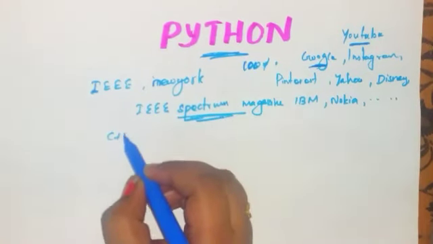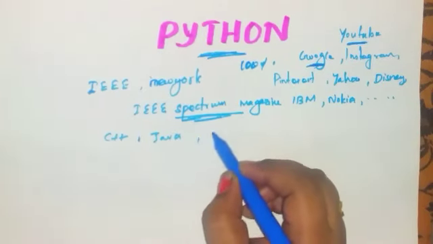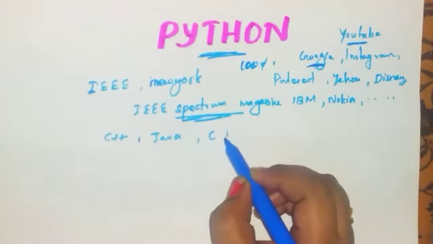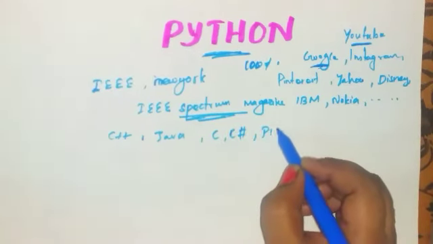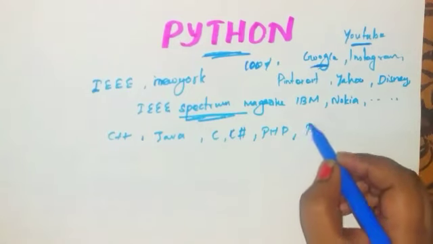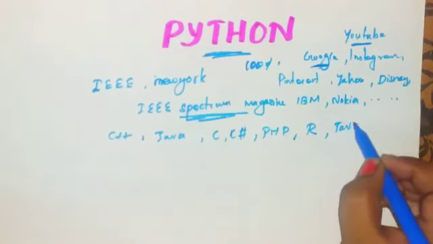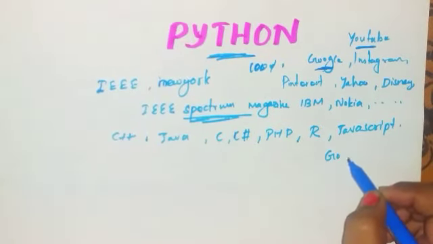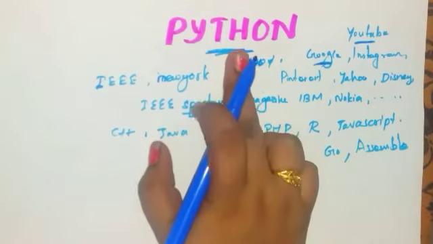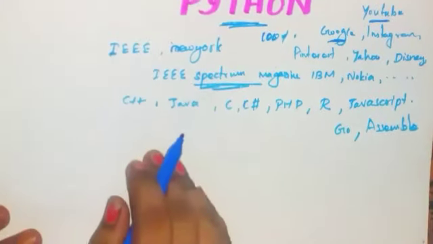Okay. And C++ got the second place, Java got the third place, C got the fourth place. In fifth place, C#, sixth place, PHP, next R, eighth place JavaScript, next Go, and in the 10th place, assembly language. So Python is the top level language. Let us see the definition of Python.